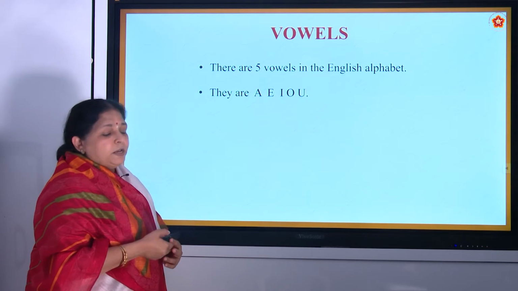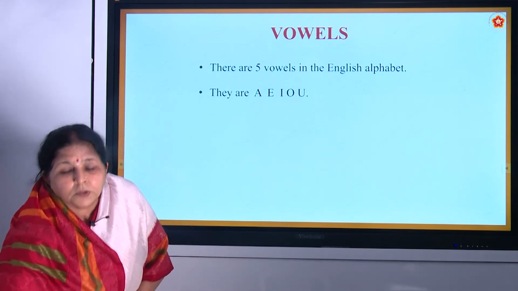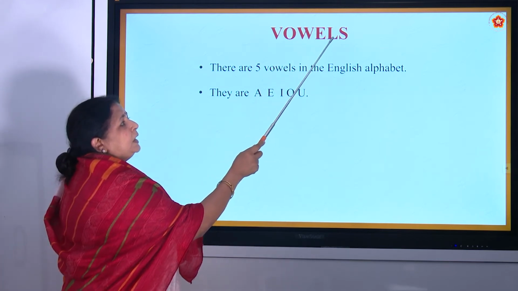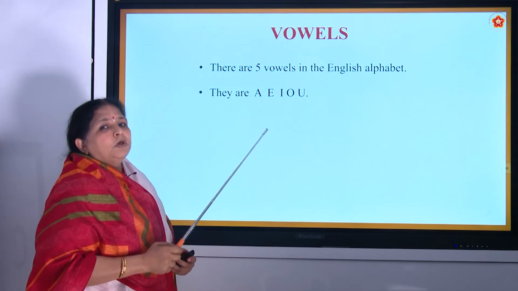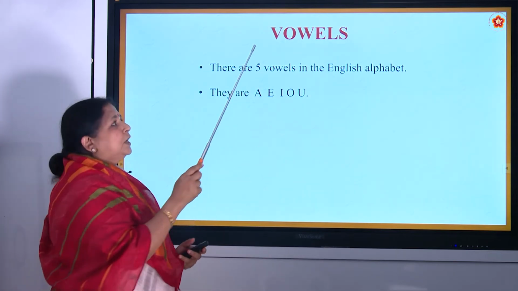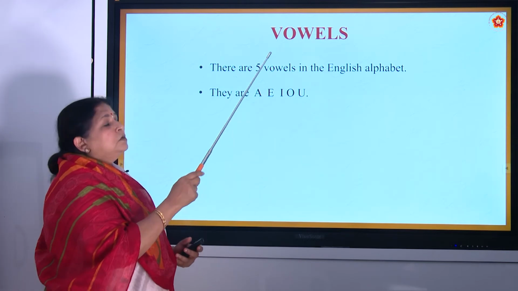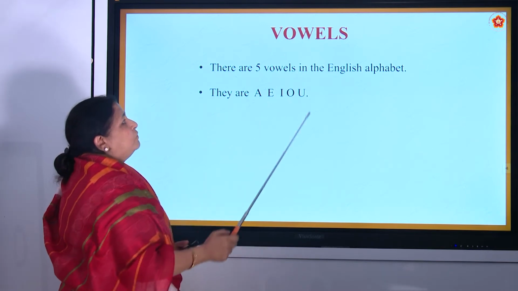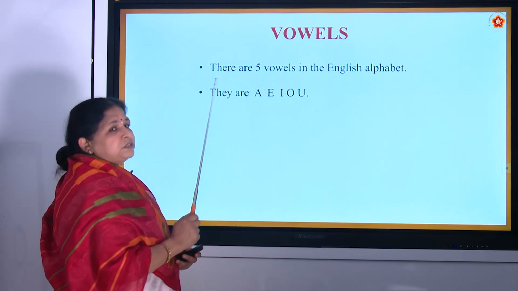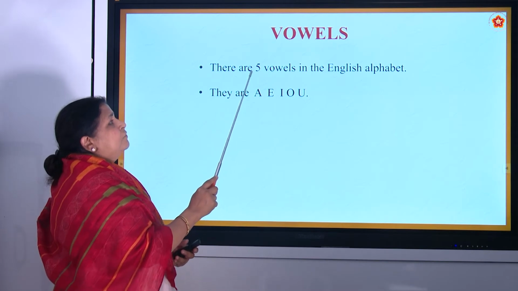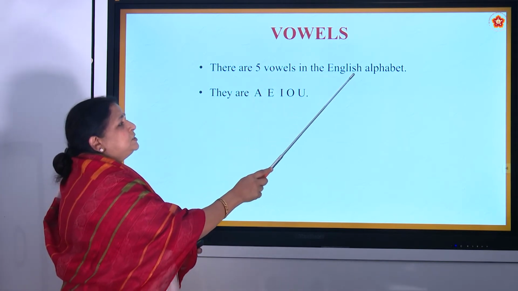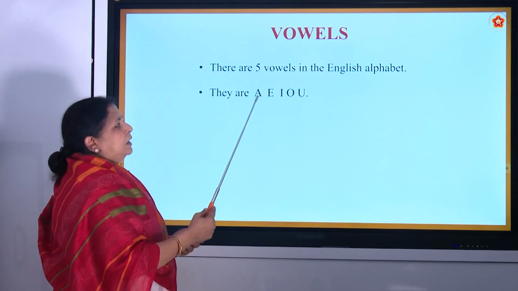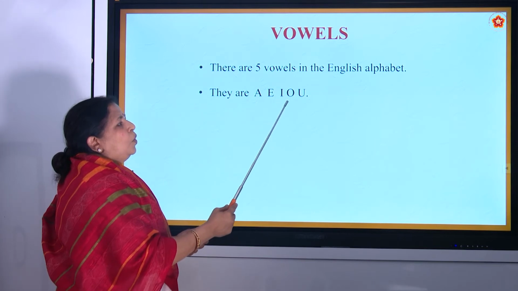Now let us learn the spelling of vowels. V-O-W-E-L-S, vowels. Whenever you start the lesson, you should write the heading first. So write down V-O-W-E-L-S, vowels. Now we'll write the first point. There are 5 vowels in the English alphabet. What are they? They are A, E, I, O and U.